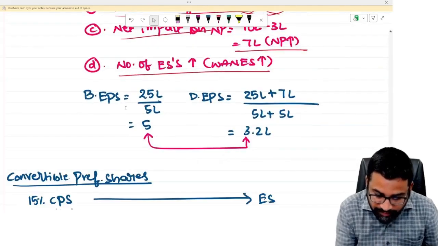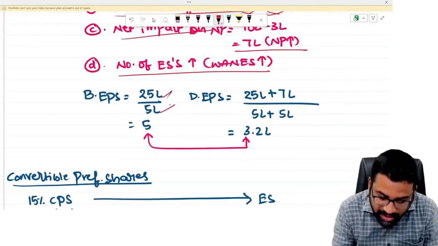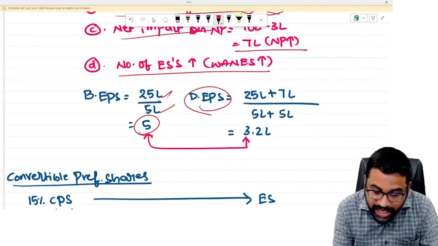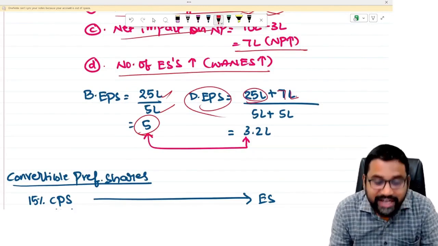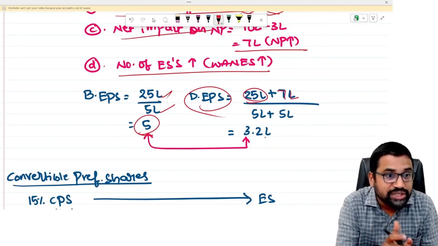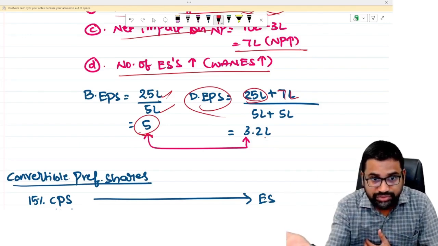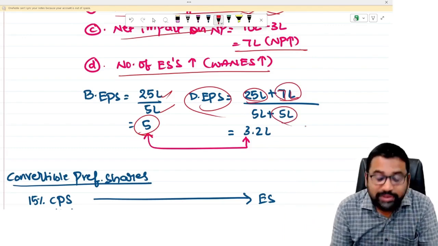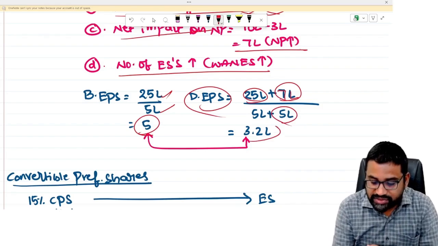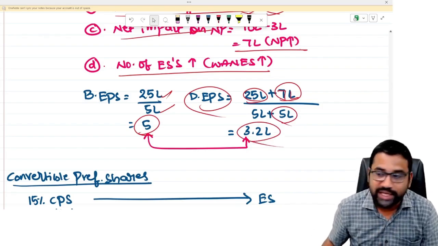So therefore, if I consider basic EPS 25 by 5 lakhs, suppose 5. Suppose diluted EPS, 25 lakhs plus 7 lakhs I have added. Why? Because this potential equity shares, if they converted into equity shares, what will be the effect on net profit? 7 lakhs divided by what will be the effect on weighted average number of shares? 5 lakhs. So therefore, your diluted EPS is 3.2 lakhs.